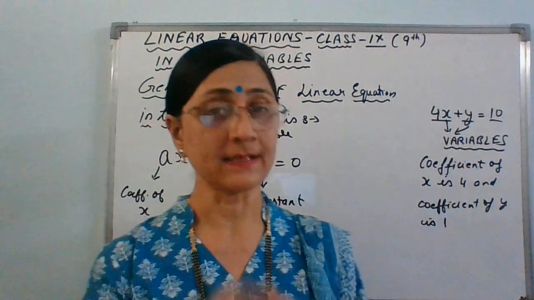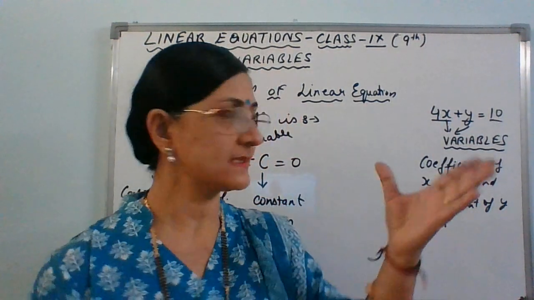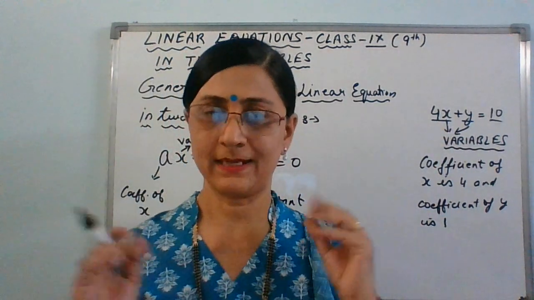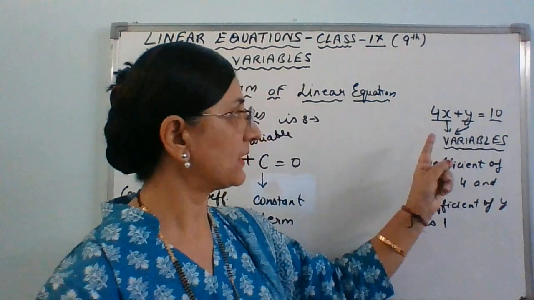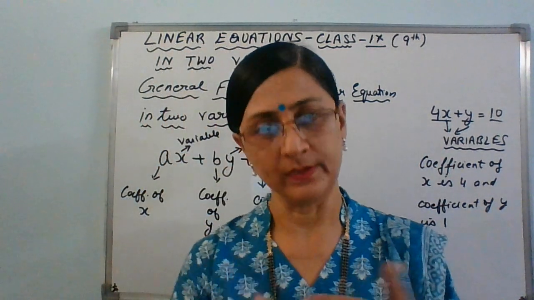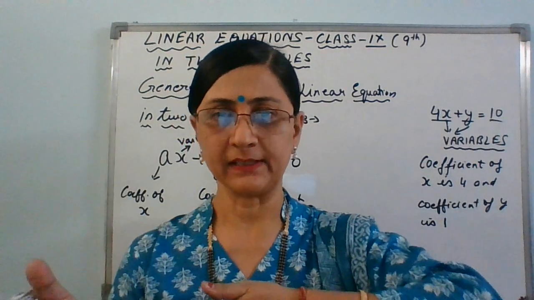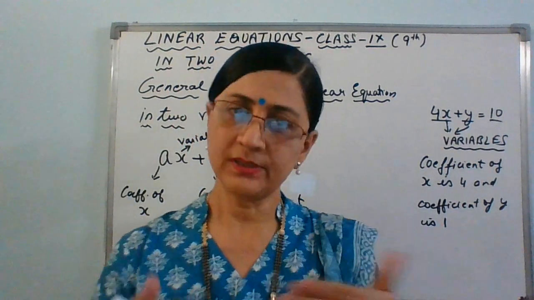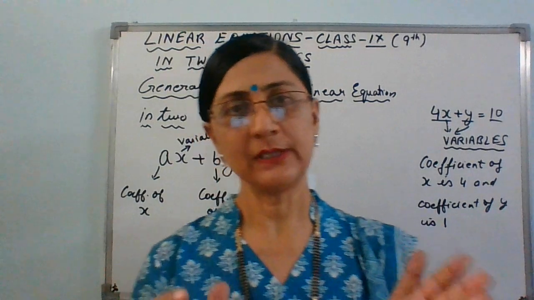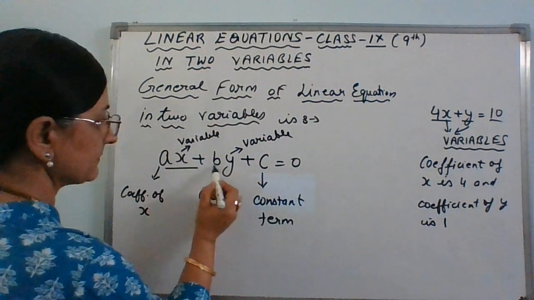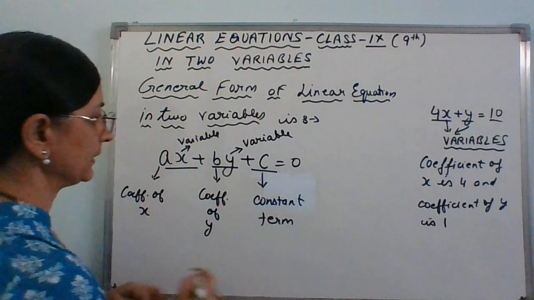So here we are substituting the values of x. We can substitute the values of y also, and accordingly we'll get the answers of x also. So these are called variables because their values can vary in an equation, because we are substituting the values and finding out the result of the other variable. So their values keep on varying. So a linear equation in general is written as ax plus by plus c is equal to 0.